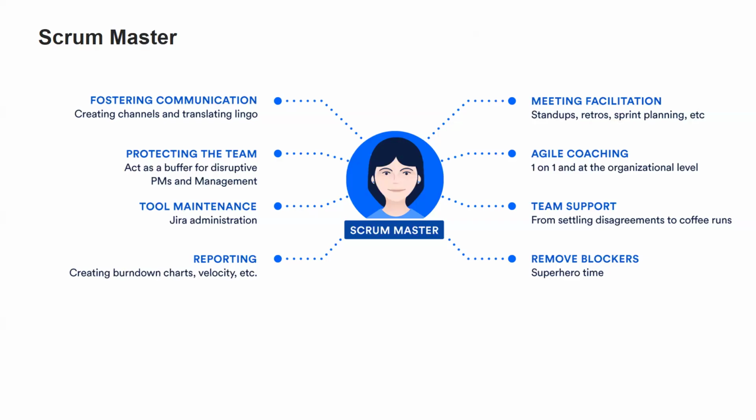Meeting facilitation, there are several meetings, so we will discuss this later. Agile coaching, he has to explain what is agile, what are the targets of agile, what is our primary focus, everything he has to do the agile coaching. Team support, from settling disagreement to coffee run, so he has to make sure that the team is working in a collaborative manner, and if there are any issues, he has to resolve those things as well and remove blockers. So he has to make sure that the team has all the relevant things to complete the sprint within the given timeline. If there are any issues, the team will come and say, Scrum Master, there is an issue, I can't proceed. So he has to resolve this issue. That's his responsibility.